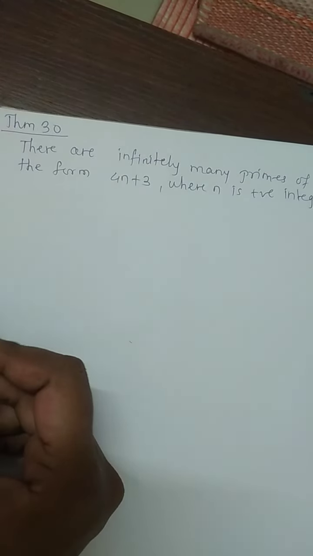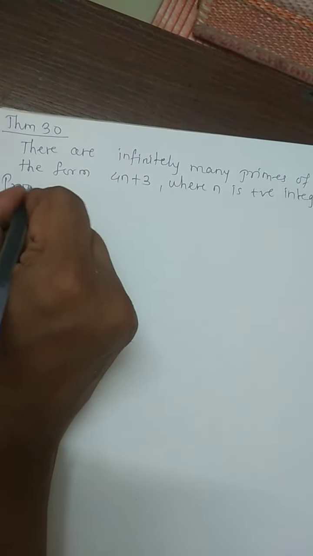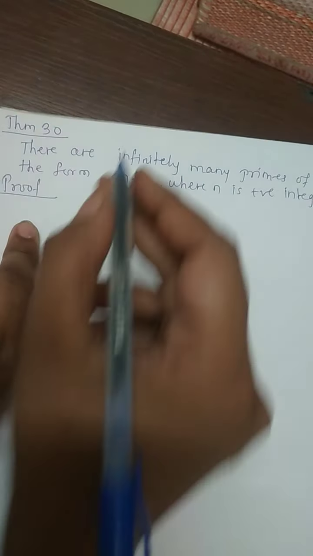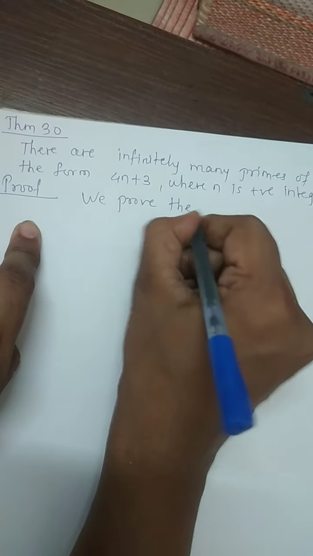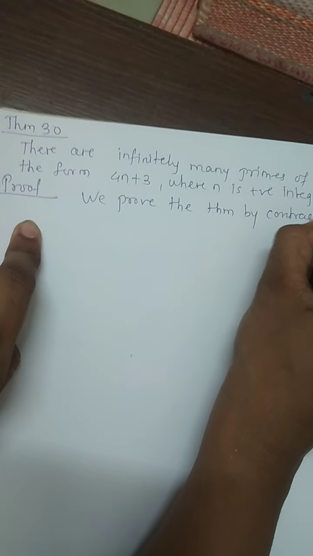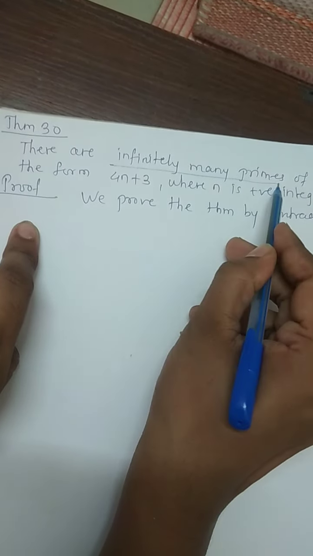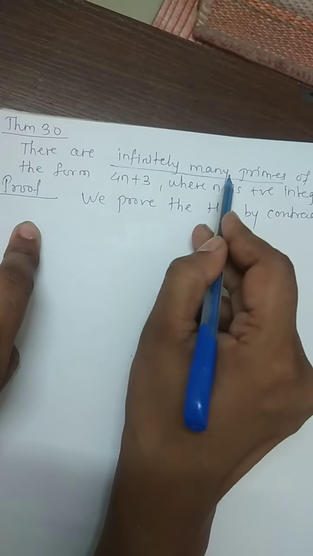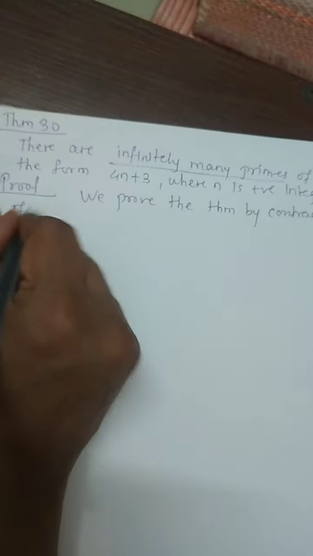Most of the theorems we will prove by contradiction. So here also this proof we are going through by contradiction. We prove the theorem by contradiction. Yes, means what? They are giving us there are infinitely many primes, and by contradiction means we have to assume that there are finitely many primes of the form 4n plus 3. Yes, the proof is simple, very simple.